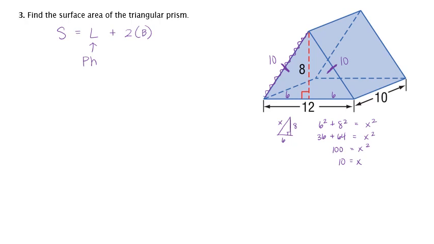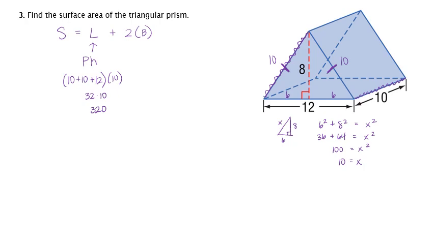The lateral area, let's say our perimeter then is 10 plus 10 plus 12. Now let's see, what is our height? Our height is the distance between our bases. We're given that is 10. So that formula could represent our lateral area. That's going to simplify to what, 32 times 10, or 320.